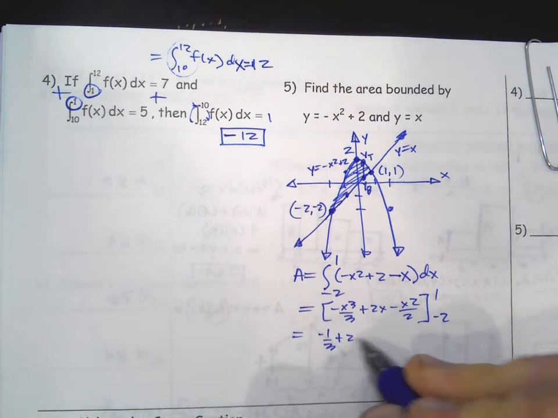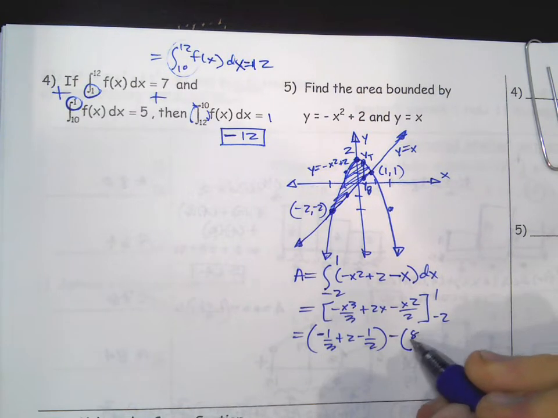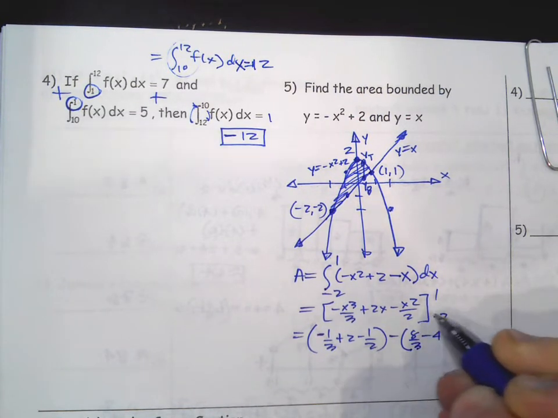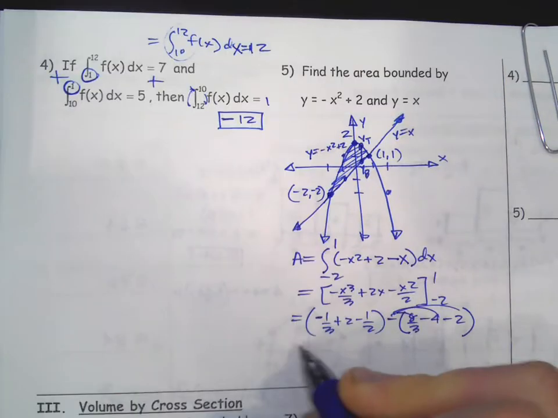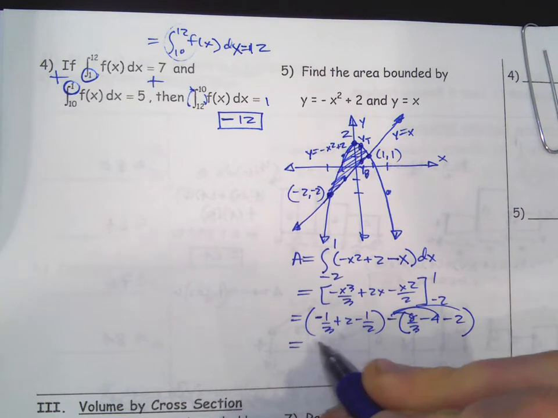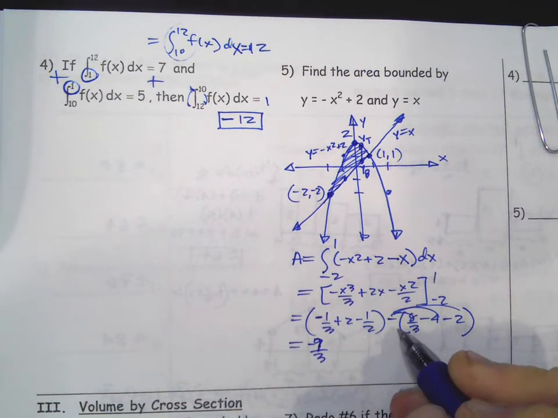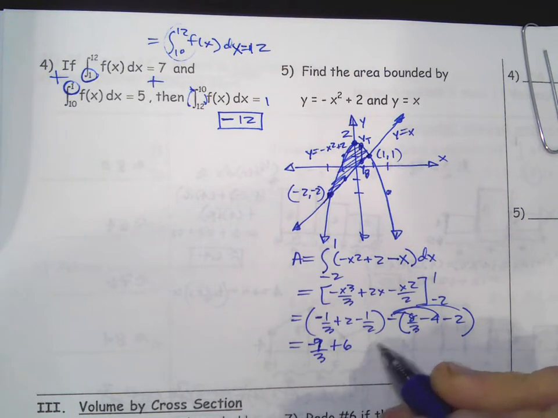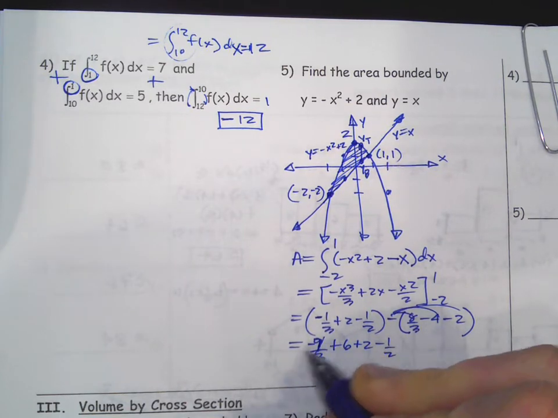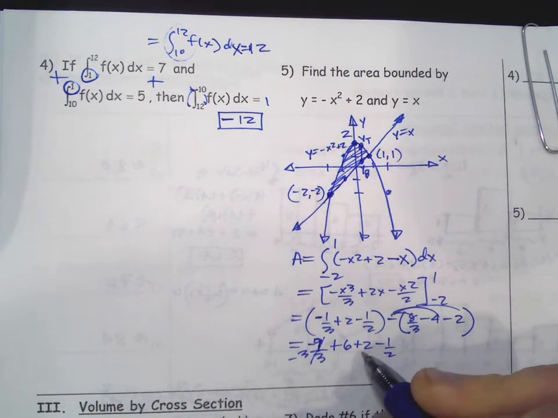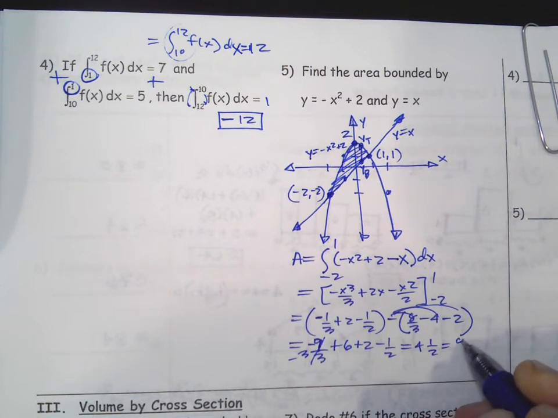One-third plus 2 minus 1/2. 8/3 minus 4 minus 2. Distribute the subtraction. So we have what? -9/3 plus 6 plus another 2 minus 1/2. So this is going to be -3. And let's see, that's 5. 5 minus 1/2 is 4.5 or 9/2.